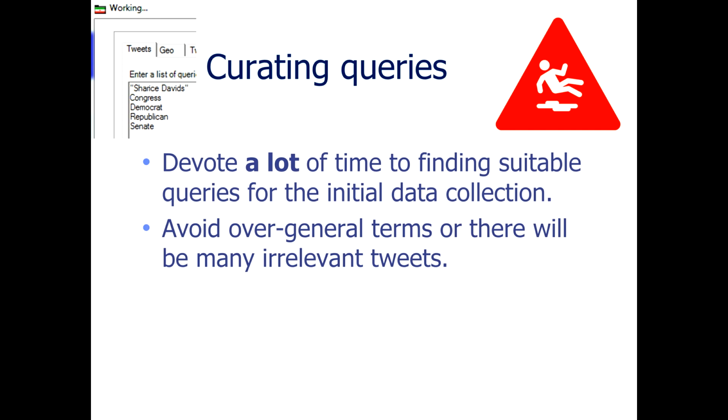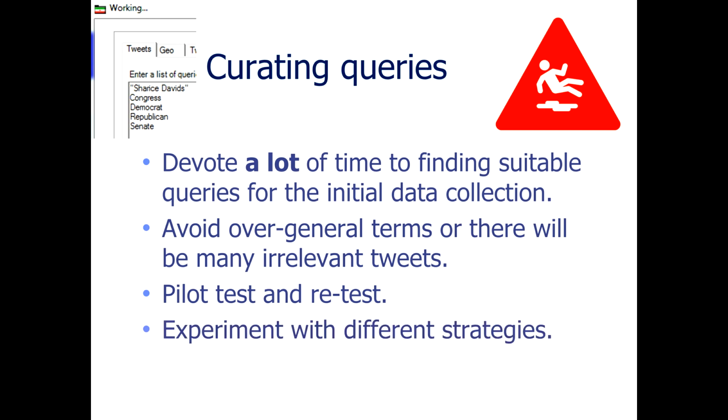So general recommendations are avoid overgeneral terms, because they might get you irrelevant tweets, and lots of pilot testing and retesting to see what kind of data you're getting with your queries until you've got a good set of queries. So experiment with different strategies, and don't be afraid to use a very long list of queries, each of which doesn't get many results, but all of which are very precise in the sense they don't get many false results. This is quite a tricky stage of the project that is worth focusing on and not skimming over.